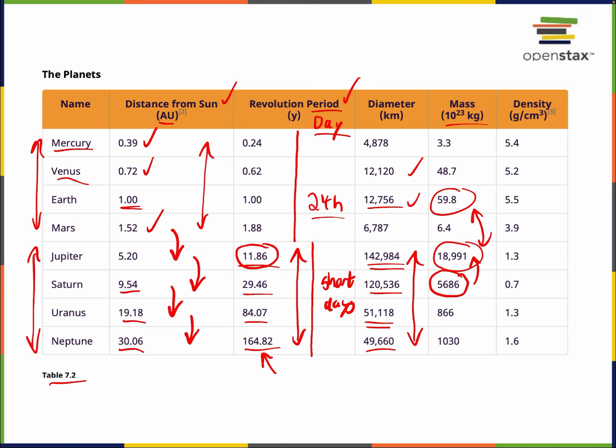Notice these two numbers here. Notice the difference between the mass of Jupiter and the mass of Saturn. Their radii, not that different, right? There's an extra 20,000 kilometers in the diameter, not radii, but the diameter of Jupiter. But look, it's over 3 times the mass for Jupiter. It's definitely not over 3 times the size. Why is that? Well, that's because Jupiter is denser.